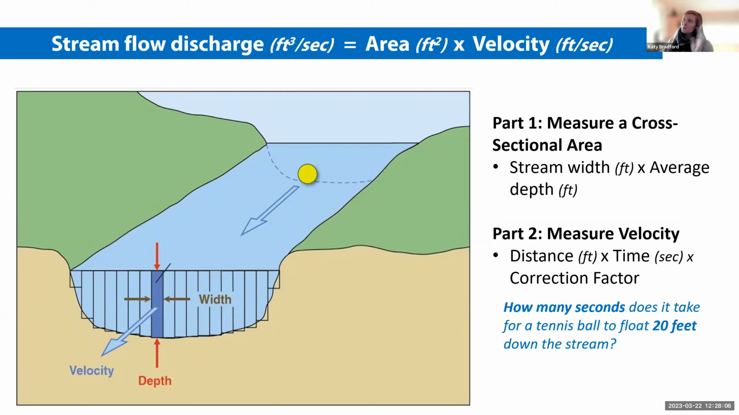So we start with part 1. We teach them, you're going to go out to your stream site, you're going to cut the stream like a cake, and you're going to measure its width, and then you're going to get an average depth, and that's our area. And then the second part is we're going to measure the velocity of the water. So to do that, this is where the float test comes in. We have to determine how many seconds it takes a tennis ball to float 20 feet down the length of our stream. So that distance is the 20 feet, time is how long it takes. And then I'll mention that we have a correction factor too.